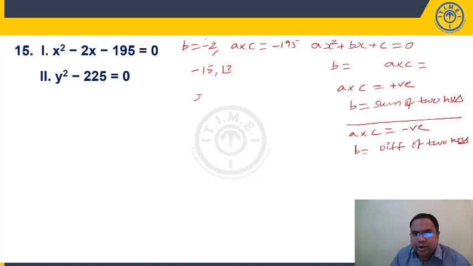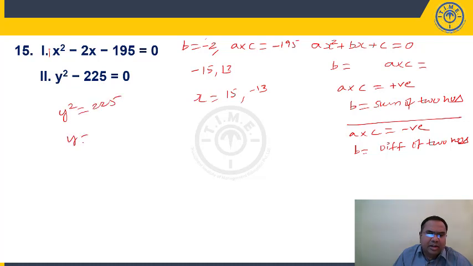While writing the roots, I told you just change the sign. Minus 15 will become plus 15. Divide by coefficient of x square. What is coefficient of x square here? Nothing. 1 here. So I am not dividing with 1. Plus 13 will become minus 13. By 1 will remain same. So y square is equal to 225. So y is equal to plus or minus 15 we will get. Right. So y value is plus 15 or minus 15.